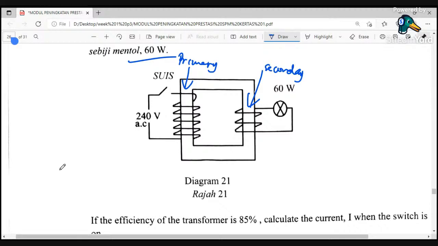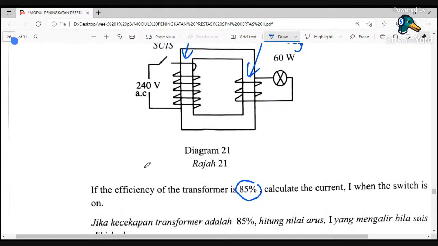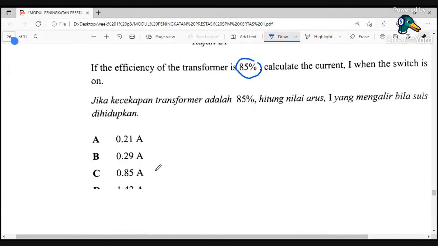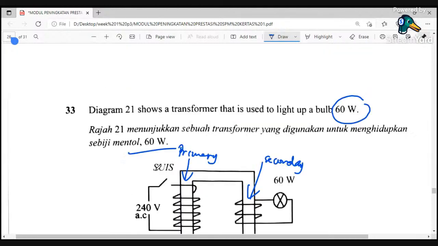Okay, question. If efficiency of transformer is 85%, calculate current I when switch is on. Kita nak cari current.